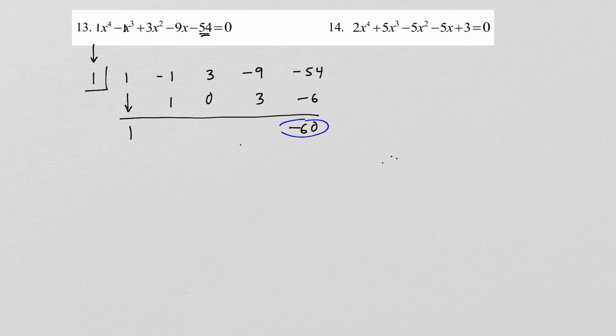So we just have to guess another number. So you could try negative 1, or you could go to the next positive factor of 54, which would be 2. So let's try 2. 2 times 1 will be 2. Adding, we get 1. 2 times 1 is 2. 3 plus 2 is 5. 2 times 5 is 10. Negative 9 plus 10 is 1. And 2 times 1 is 2. And adding, we get negative 52. So again, we were unsuccessful, okay, because we did not get 0 here.